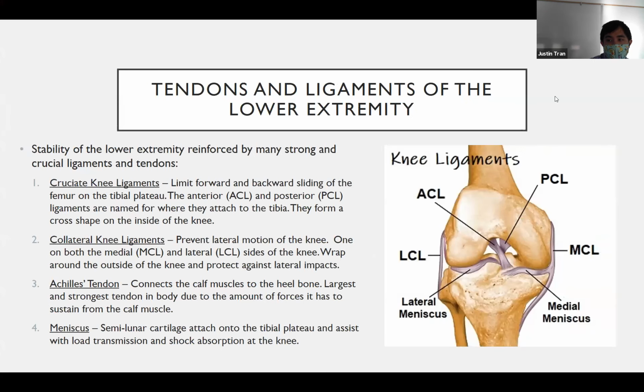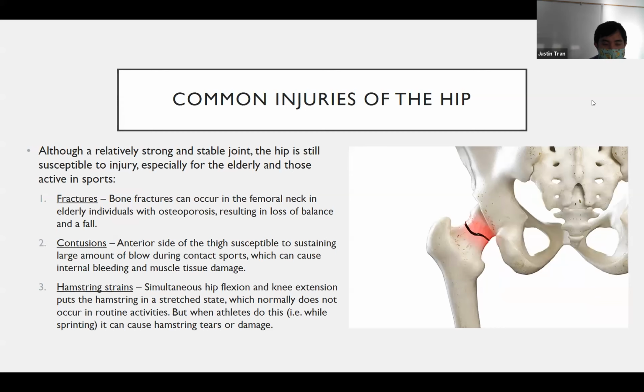All right, so let's talk about some common injuries that you can sustain here in the lower extremity. Let's start with the hip. Like we said before, the hip is a pretty stable joint, and the socket of the femur fits really well into the pelvis bone, right? So dislocations are pretty rare, but you can sustain some other injuries here.